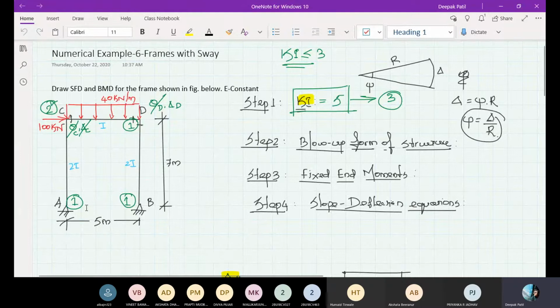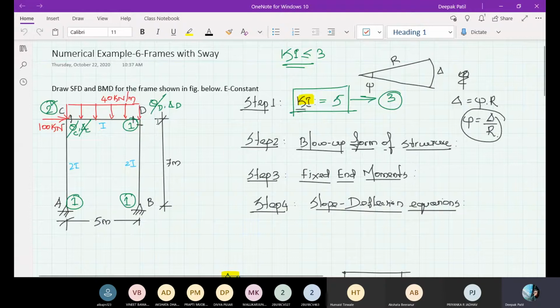By doing so, I am neglecting to find theta A and theta B, which are also unknowns. When you neglect theta A and theta B, meaning you don't want to find their values, these 2 degrees of freedom vanish. So from kinematic indeterminacy of 5, your structure is now reduced to kinematic indeterminacy equal to 3, meaning 3 unknowns. What are those 3 unknowns? Those 3 unknowns include the rotations at C and D, that is theta C and theta D.